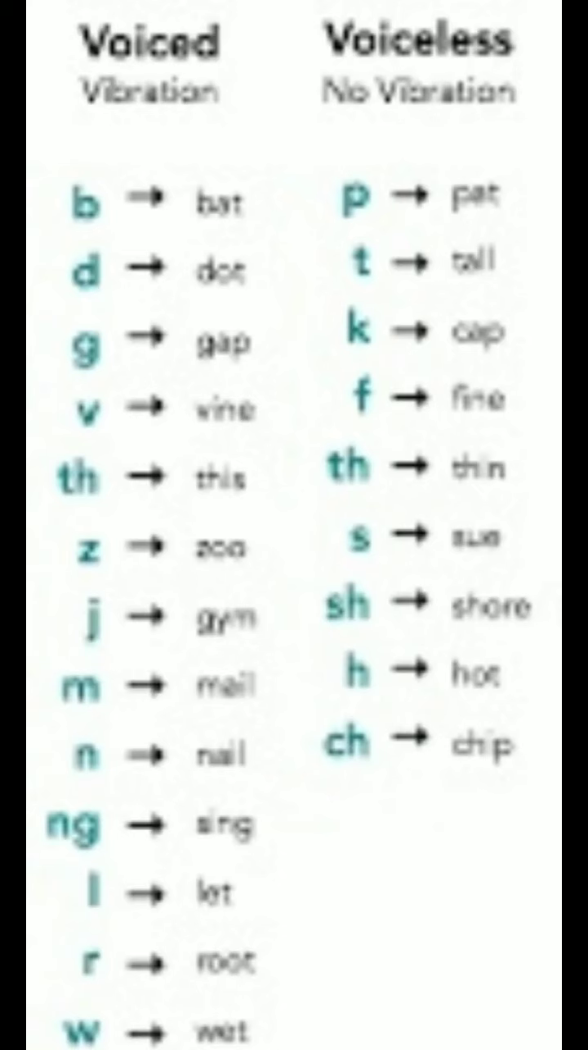The consonants which are voiceless are nine in number. So let's discuss these nine voiceless consonant sounds. Pa, ta, ka, cha, fa, tha, sa, sha, ha. These are the nine consonant sounds that are voiceless. Now, there are 15 consonants that are voiced sounds: ba, da, ga, ja, ma, na, ra, la, va, za, zha, wa, ya, and ja.